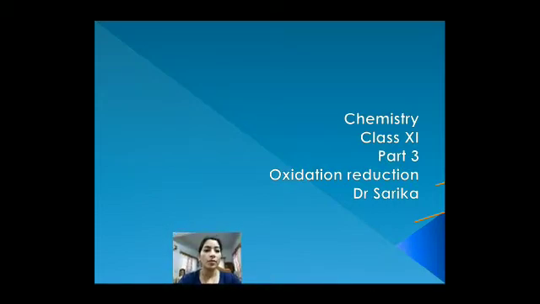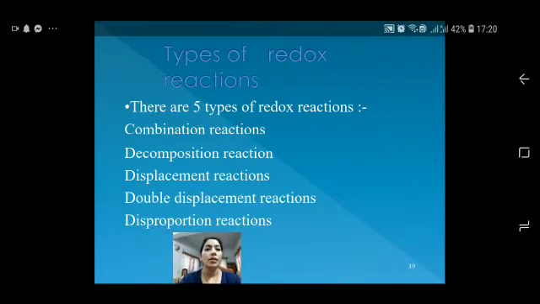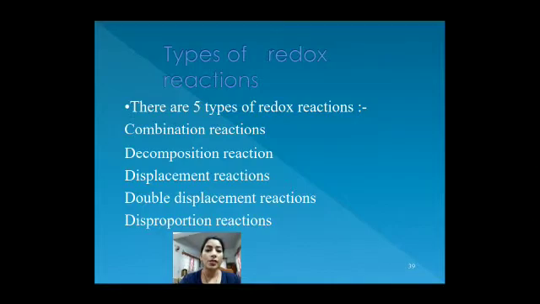We have different types of reactions which you have gone through in class 10, like there are five types of reactions. One is a combination reaction. Combination means when two things are joining together and making a new thing, that is called the combination reaction. Like when hydrogen and oxygen are joining together making water is a combination reaction.